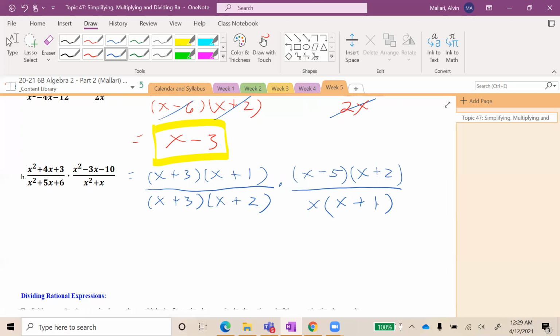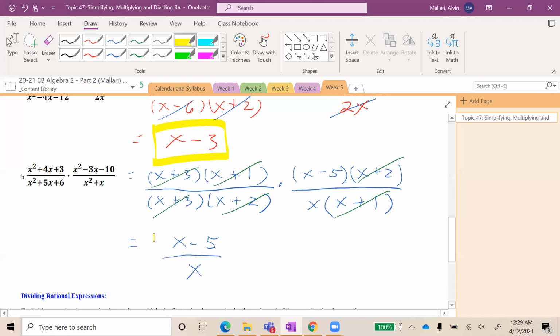All right, so we can now simplify further by dividing out common factors. x plus 3 divided by x plus 3 is 1. x plus 1 divided by x plus 1 is equal to 1. So that cancels out. And then we have x plus 2 divided by x plus 2 is equal to 1. So that cancels out as well. So what remains is x minus 5 divided by x. So this is our final answer.